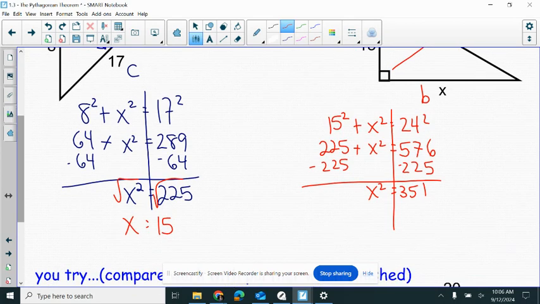And then you would have to do the square root of that, put that into your calculator, and get your answer. This is going to be a decimal, so just type it in, figure out what it equals.